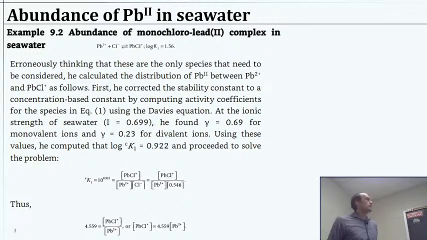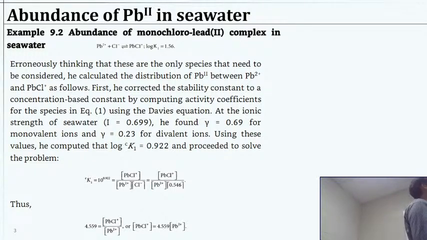Unfortunately, he was wrong, because that's not the only thing. He was erroneously thinking that was the only species he had to consider. And so he calculated the distribution between those two as follows, which maybe is a decent first step to say, okay, well, here's one, let's check that one.